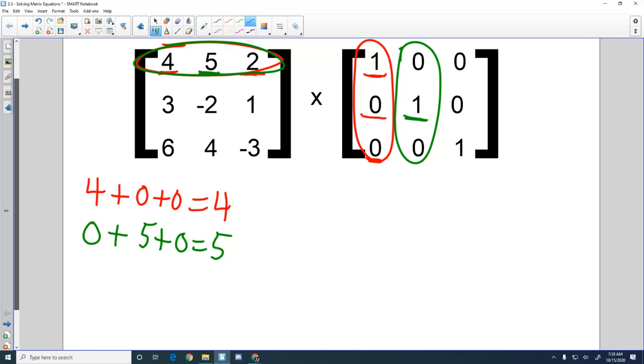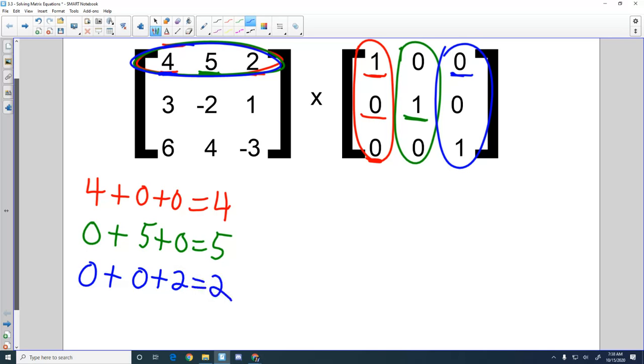There's still one more column, so sticking with that first row, we multiply it by the third column, multiplying those corresponding elements. The first number in the row, which is a 4, gets multiplied with the first element in the column, which is a 0. 4 times 0 is 0, plus 5 times 0, which is 0, plus 2 times 1, which is 2. You add those up and you get a 2.